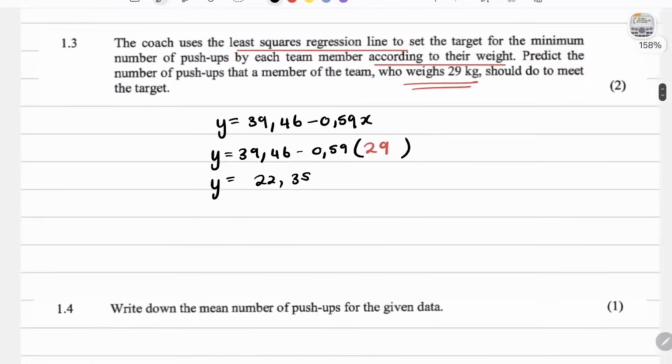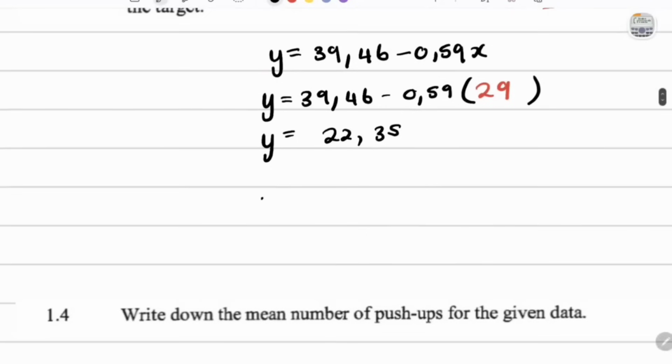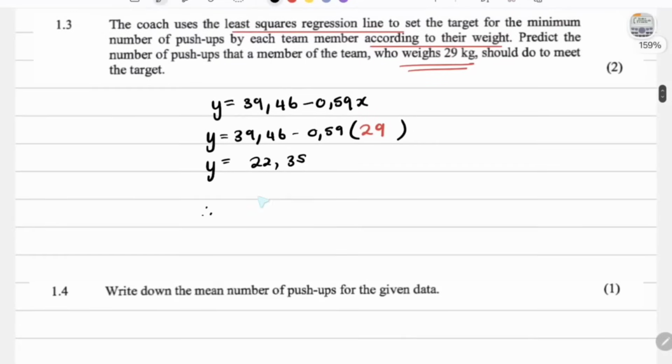So the amount of push-ups, I won't really say 0.35 is a push-up because it's not a full push-up. So I'm just going to say that this person is going to do 22 push-ups. Okay, 22 push-ups, and that is the answer to that question.